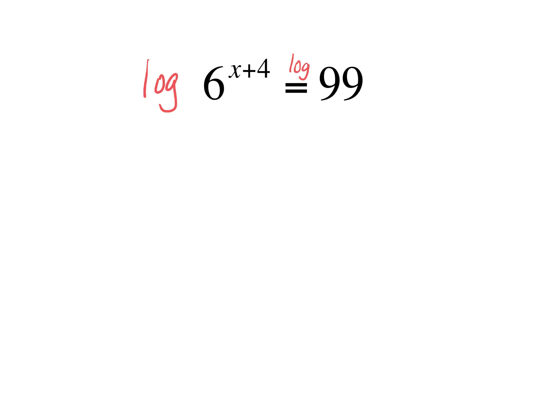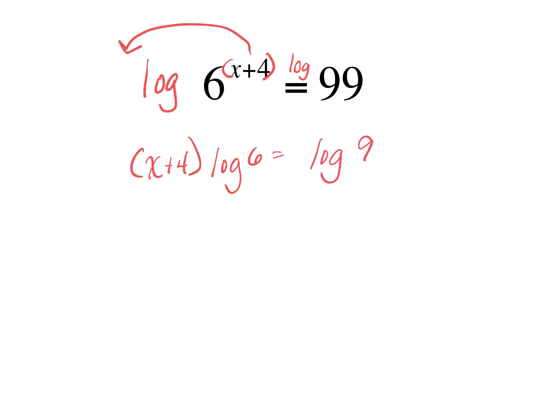All right. So remember what we just said. If I have a log here, I'm allowed to bring any exponent down in front. So really what this is saying is x plus 4 times the log of 6 equals the log of 99. So now if I wanted to figure out what x is, what would I do?